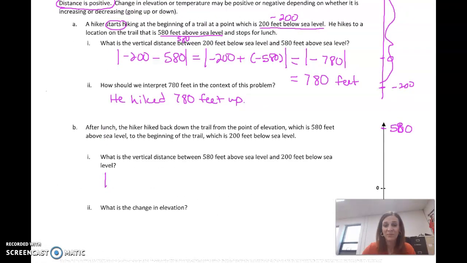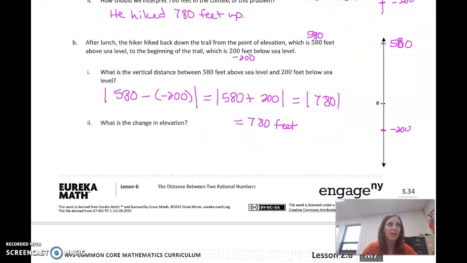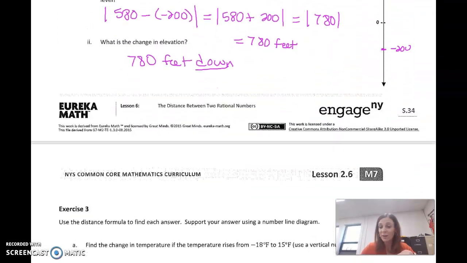Do you think it's going to matter if we go the other direction? Again, positive 580, negative 200. So I go 580 minus, it's always minus, negative 200. Keep, change, negative becomes a positive. We get the absolute value of, guess what, 780, which still equals 780 feet. But this time, he didn't hike up that way. He was coming back down. So we would say the change in elevation was 780 feet down, or decreased, or something like that. That's how we're not saying negative, because that wouldn't make sense in this case. Again, we're using that P minus Q, that absolute value of the two endpoints, to figure out distance.